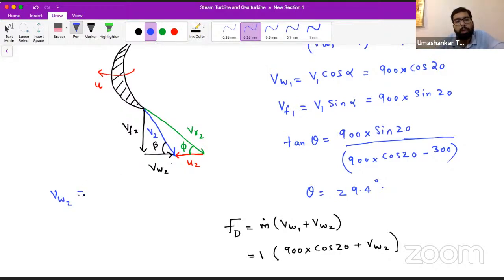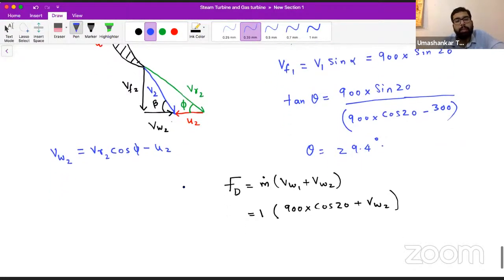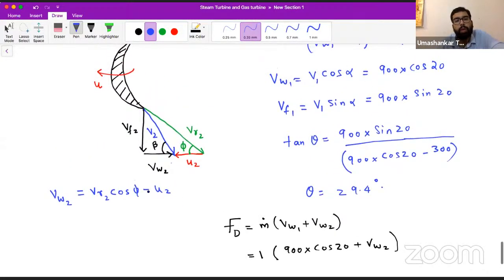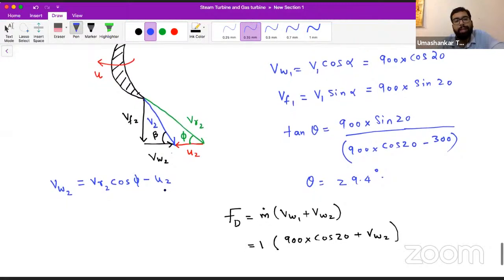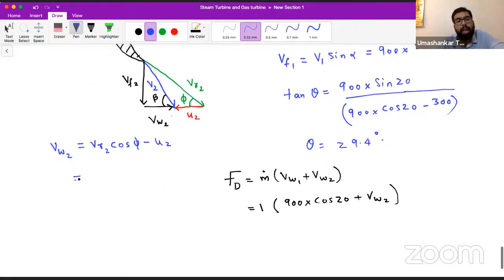VW2 is nothing but, if I see in the exit velocity triangle, VR2 cos phi minus U2. And we know in an impulse turbine, U1 and U2 are the same. Yes or no? VR2 cos phi minus U2. We have the value of U that is given to us as 300.